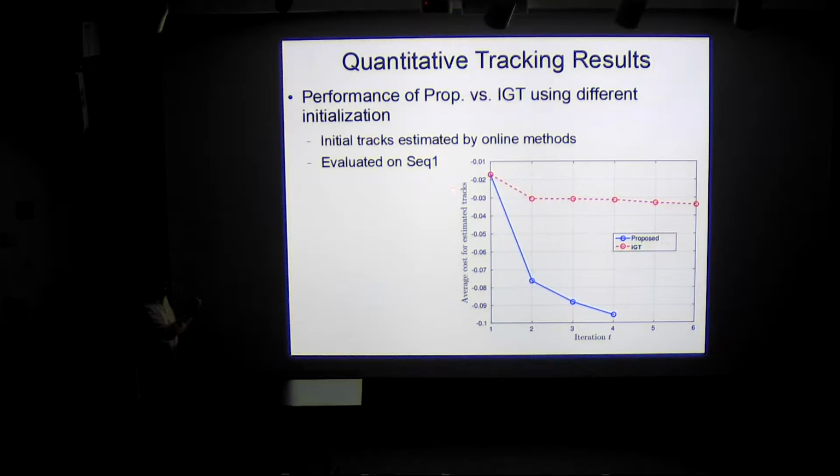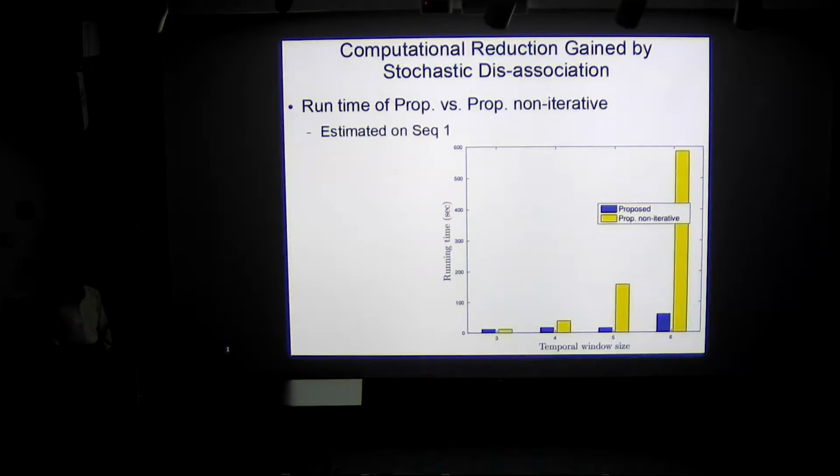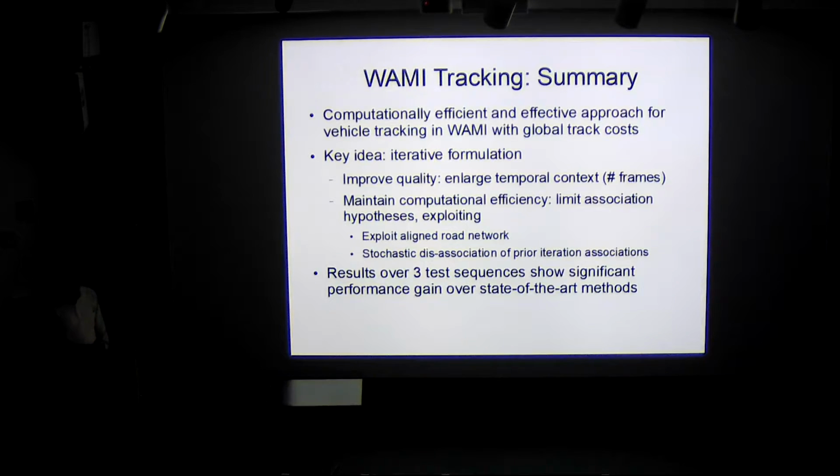This is showing you the cost function for iterative global tracking versus the proposed technique as a function of iteration count over here. You can see the proposed technique, by using the enlarged spatial context, rapidly improves the quality of tracking, and the metric goes down, whereas the iterative global tracking gets stuck in a local minimum over here because it's only revisiting the same decisions.